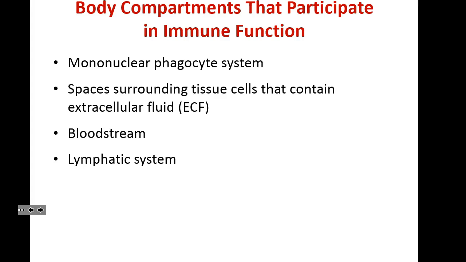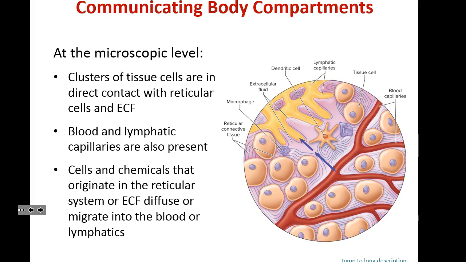The body compartments that participate in the immune function are the mononuclear phagocyte system, spaces surrounding tissue cells that contain ECF, extracellular fluid, the bloodstream, and the lymphatic system. What are those body compartments? The mononuclear phagocyte system, the spaces surrounding tissues that have ECF, the bloodstream, and the lymphatic system.